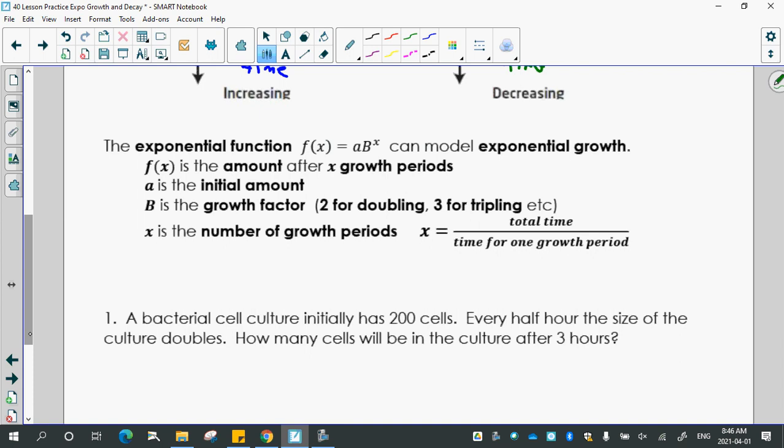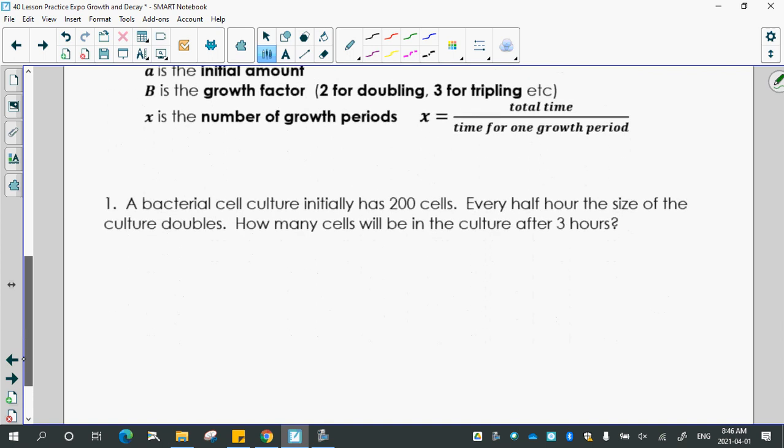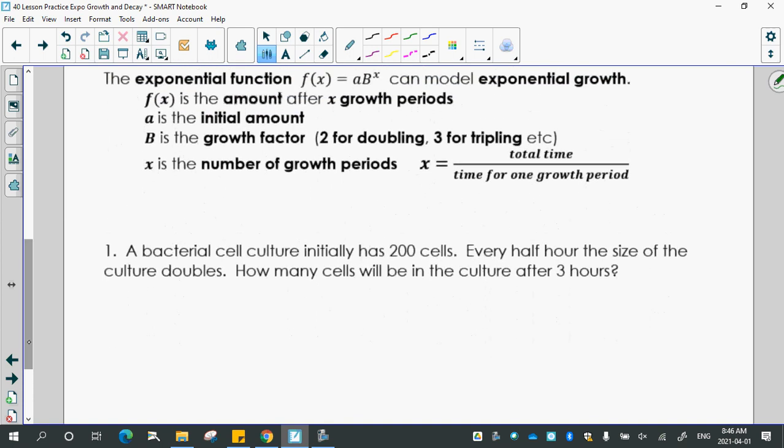And X is the number of growth periods, and there's a little formula for X that I like to use because I make sure that I've got it right. The total time divided by the time for one growth period. Okay? So those are the 4 parts of the formula. So we'll start off with a question that we use this formula pretty exactly.